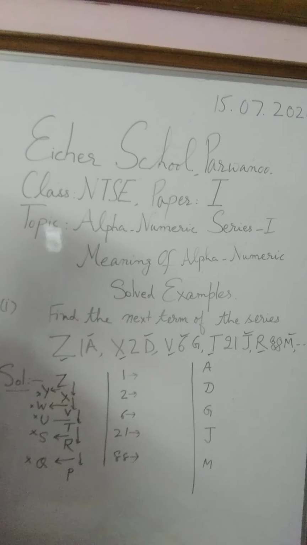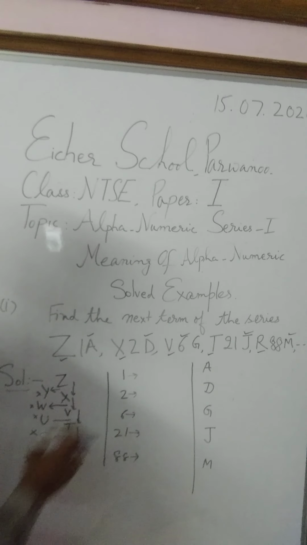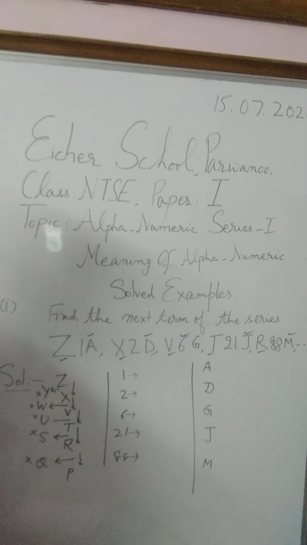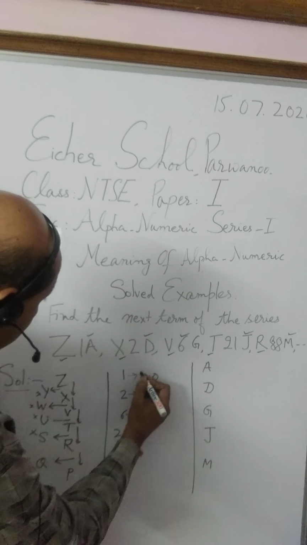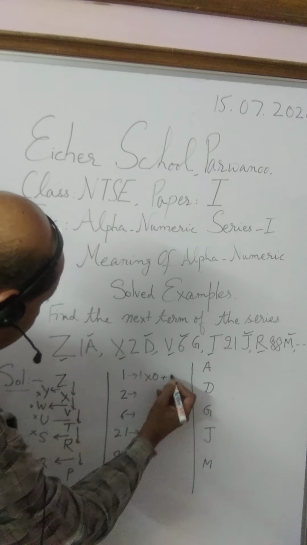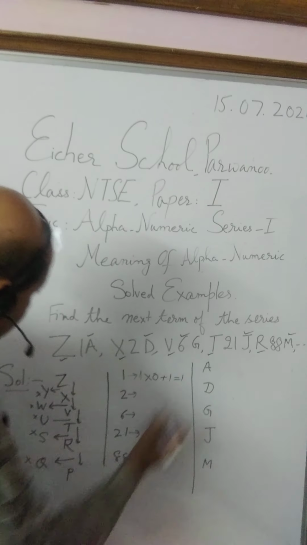Okay, so then we will look for 2. What will be the sequence here? 2 into 2 plus 1, that doesn't give any answer. So let us choose 1 into 0. So what we will get? 0 plus 1. So we will again get 1.